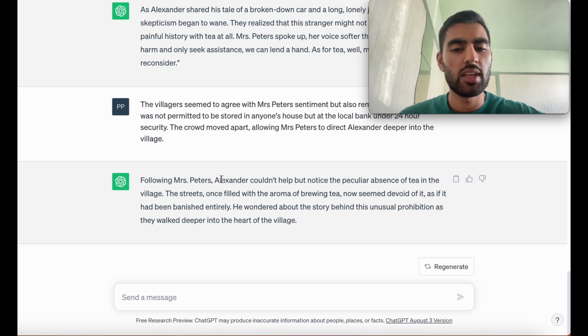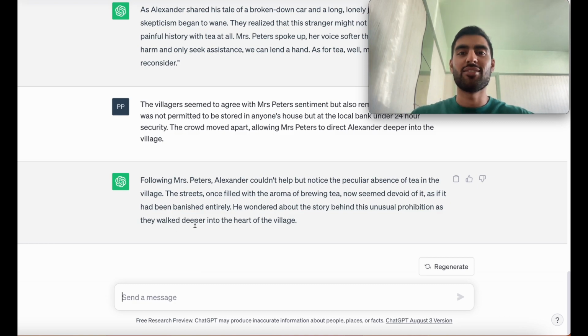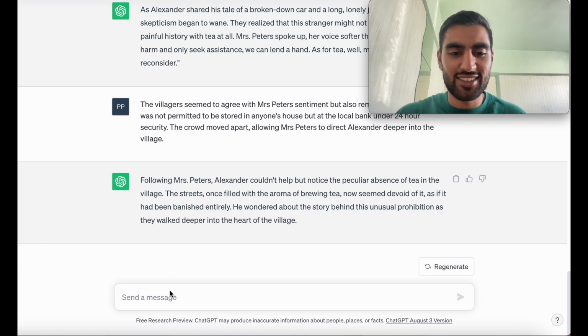Following Mrs. Peters, Alexander couldn't help but notice the peculiar absence of tea in the village. The streets, once filled with the aroma of brewing tea, now seemed devoid of it. How does he know? As if it had been banished entirely. Has he not been listening to the story? He wondered about the story behind this unusual prohibition as they walked deeper into this village. This guy's really not listening, is he? Alright.